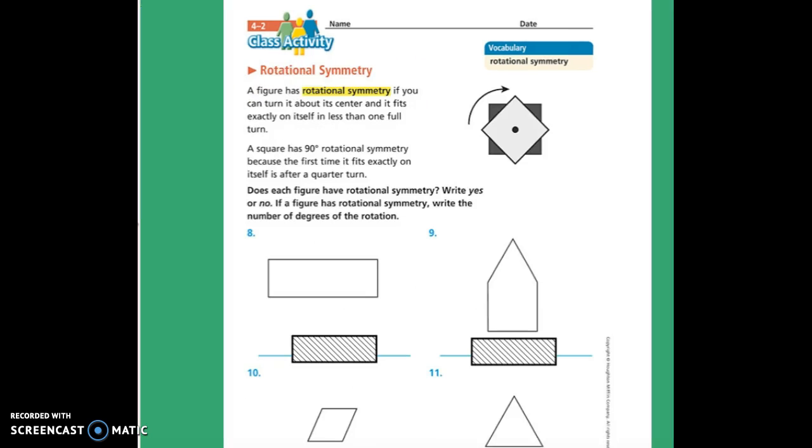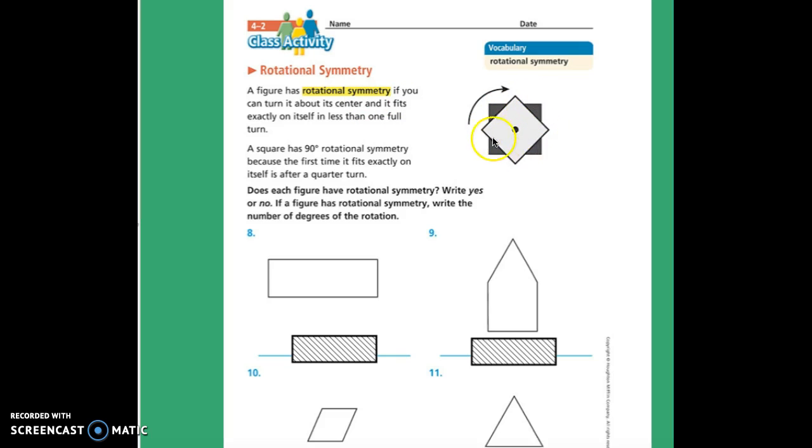All right, now another vocab term that we have is called rotational symmetry. And what rotational symmetry is, if you can turn an object about its center and it can fit exactly on itself in less than one full turn. So remember, one full turn is 360 degrees all the way around. If it fits exactly on itself before it hits that 360 degrees, it has what's called rotational symmetry. So we look at this little figure here.